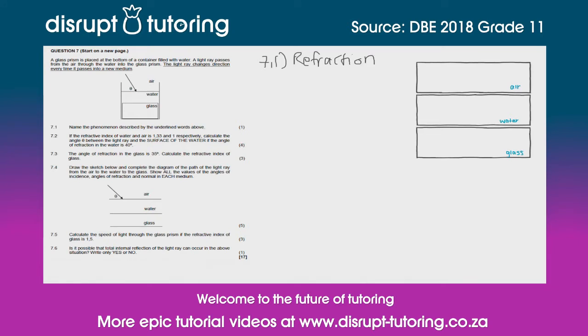Okay. So 7.2 says, if the refractive index of water and air is 1.33 and 1 respectively, calculate the angle theta between the light ray and the surface of the water if the angle of refraction in the water is 40 degrees. Okay, so I've got a little picture on the side here. So we're just going to draw the incident ray and the refracted ray. So we know that if a ray comes in and hits the surface of the boundary of the air and water, it's going to be refracted.